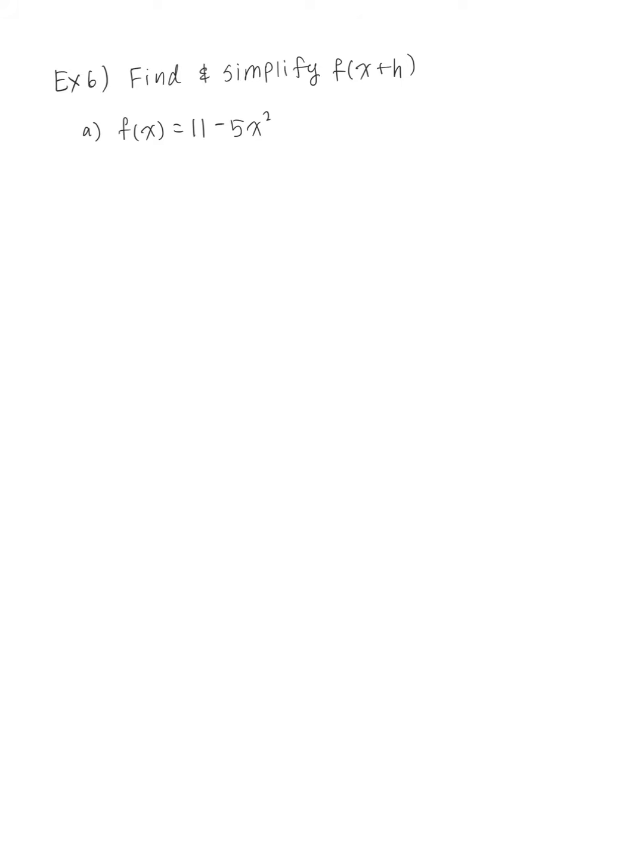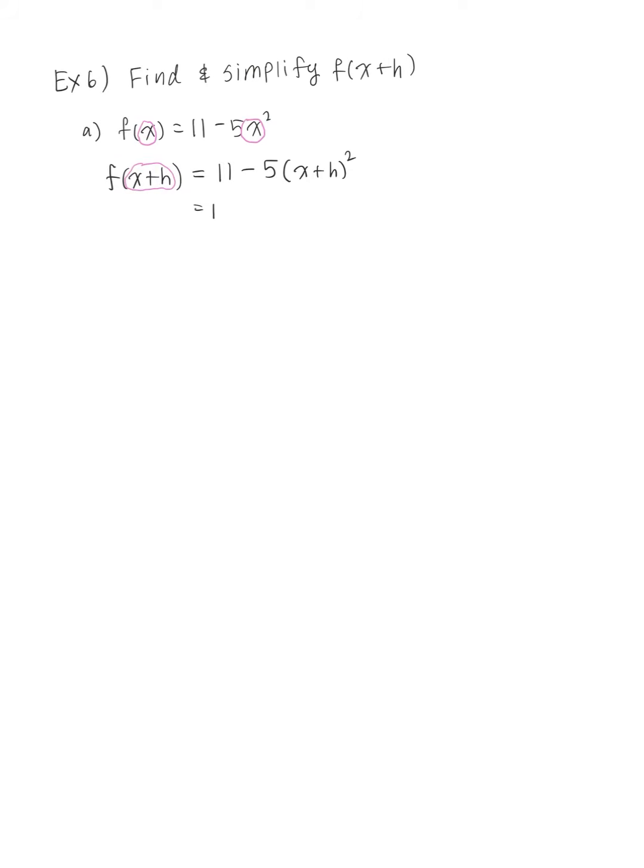So now in order for us to compute f of x plus h, just like the previous example that we did together, you're going to replace this x with the quantity x plus h. So you're going to have to replace this x with the whole quantity x plus h. So let's go. So f of x plus h is going to be 11 minus 5 times the quantity x plus h and then squared.